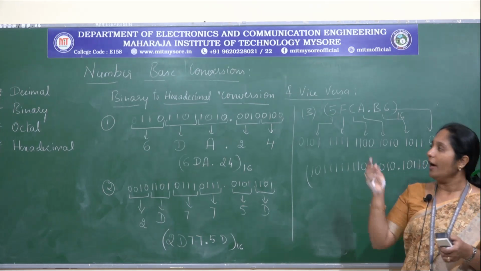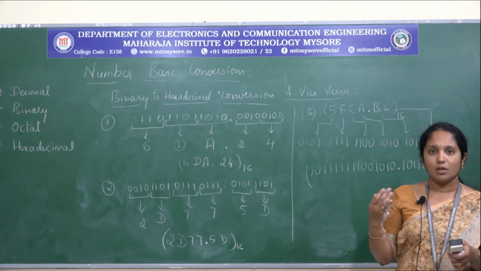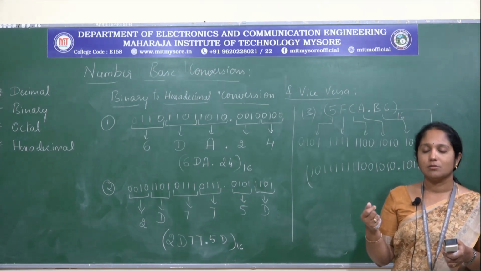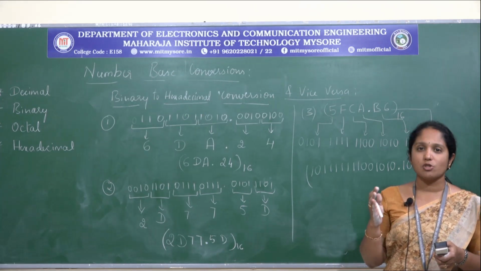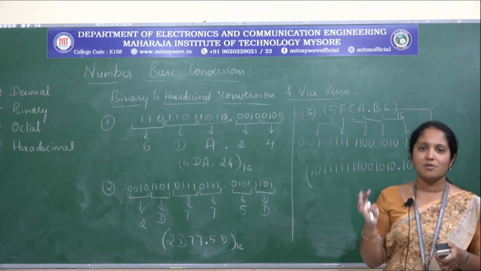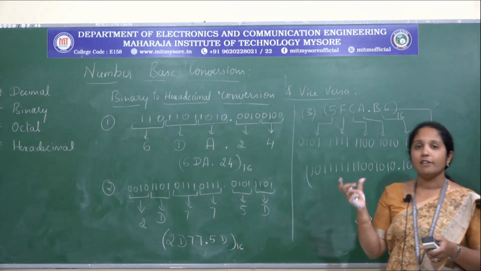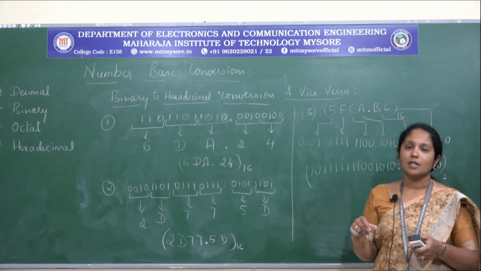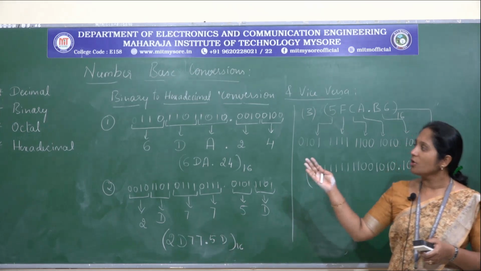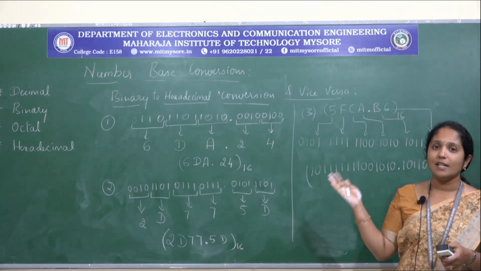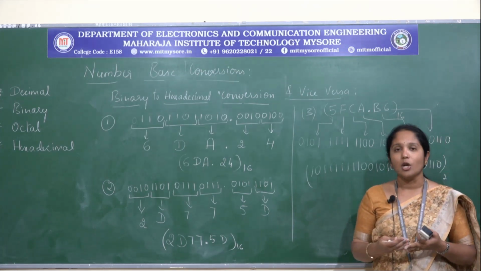This is the procedure we follow. The fraction may keep on continuing, therefore we need to stop at a point. Sometimes we may arrive at 0, or sometimes we stop after getting 4 or 5 digits. Then we express the fractional part along with the part before the decimal point. Next we learned binary to octal, binary to hexadecimal, and vice versa. So all the conversions have been discussed.